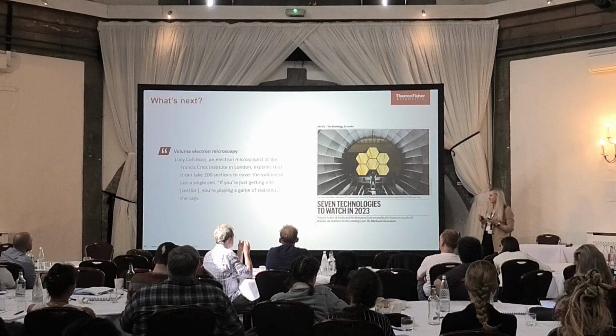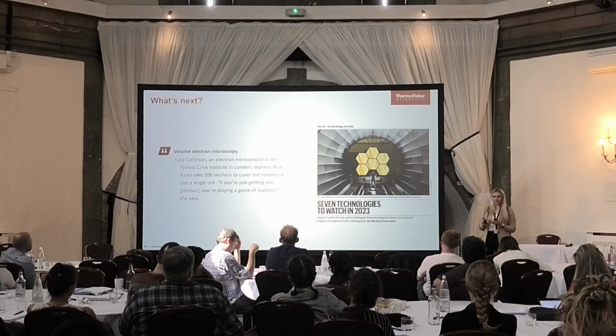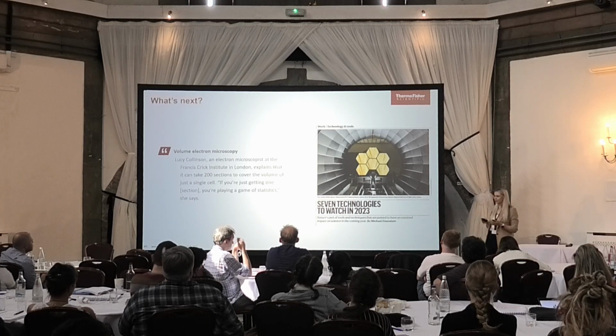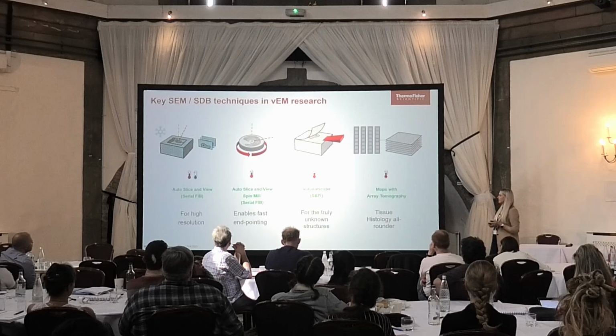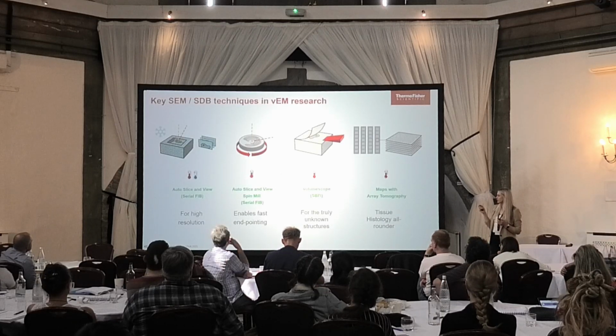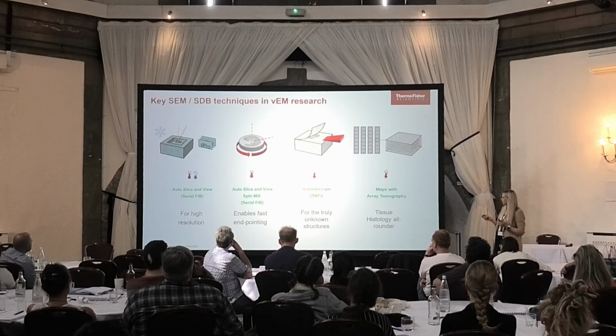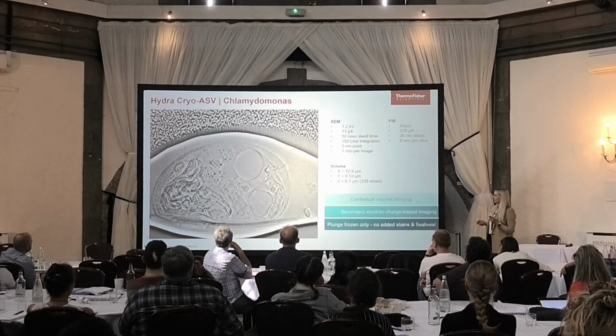Essentially, this technique aims to, instead of looking into just one section where you may be playing sort of a game of statistics, look at every single section and visualize the entire volume of your sample or a tissue. The main techniques are slice and view, spin milling, volume scope, and area tomography. And I have 2 examples of slice and view.